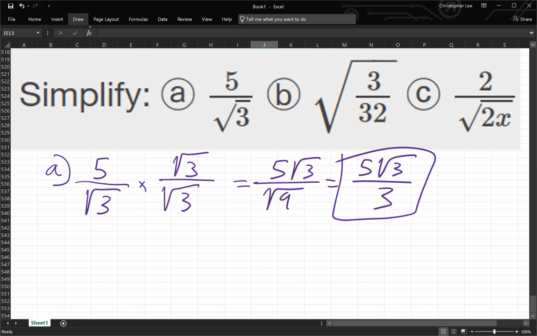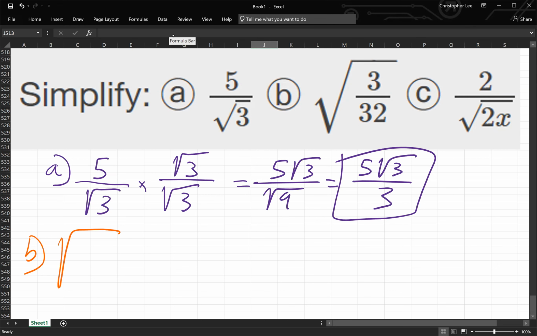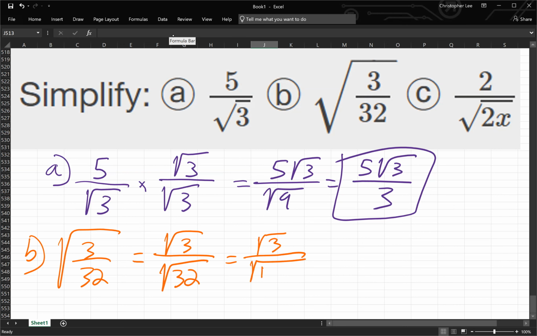All right, let's look at B real quick. So I have square root 3 over 32 equals what? Very good.